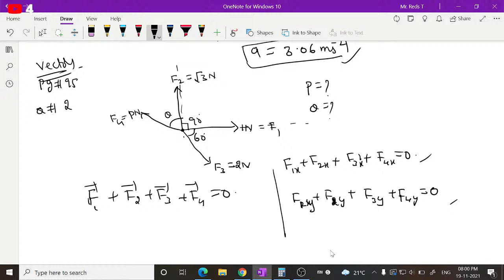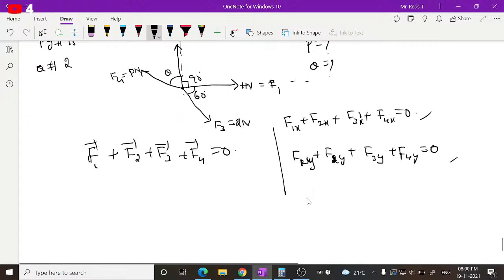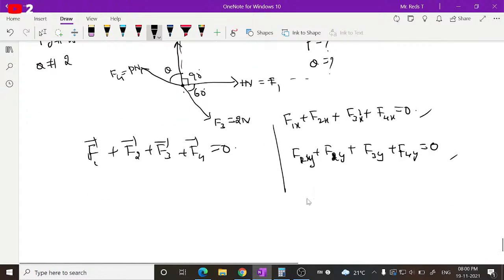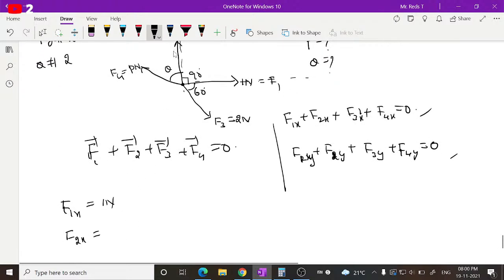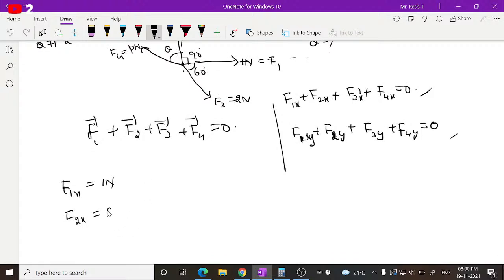Because they are acting at an angle, you cannot directly take them; you have to resolve, and only then take them. So in that case, the x component of the first one, let us write F1x, is equal to, because it is acting on the x-axis only, F1x is nothing but 1 Newton, whereas F2x, this is F2, it is acting only along the y-axis, so its x component will be 0.